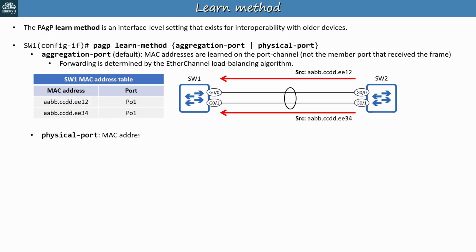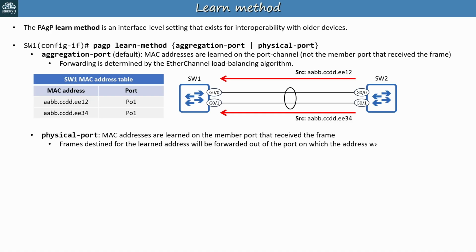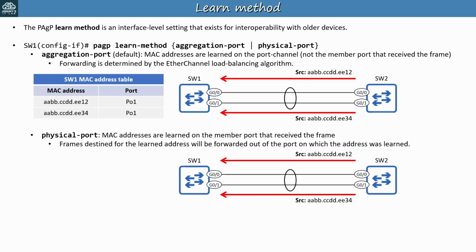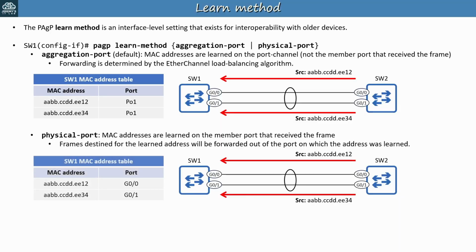With the physical port option, MAC addresses are learned on the member port that received the frame. This means that frames destined for the learned address will be forwarded out of the port on which the address was learned. So, using the same example, switch 1's MAC table now records each MAC on the specific port it arrived on. Each MAC address is associated with the port that received the frame.